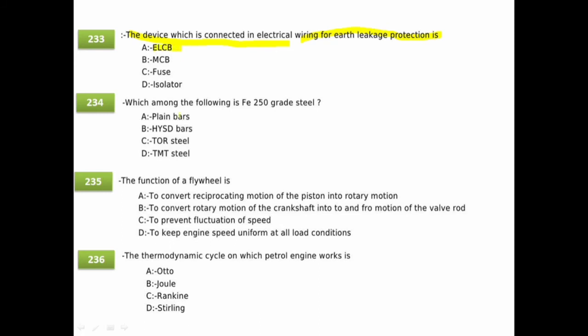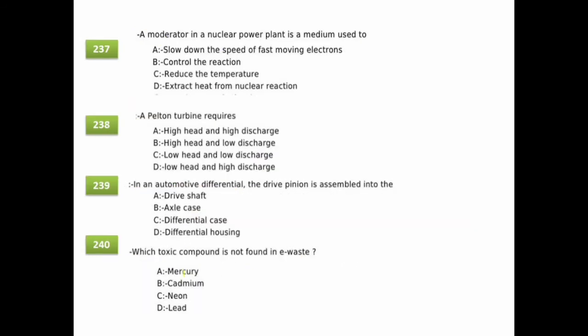Which among the following is 250 grade steel? Plain bar. The function of a flywheel is to prevent fluctuation of speed. The thermodynamic cycle on which a petrol engine works is Otto cycle. A moderator in a nuclear power plant is a medium used to slow down the speed of fast moving neutrons.